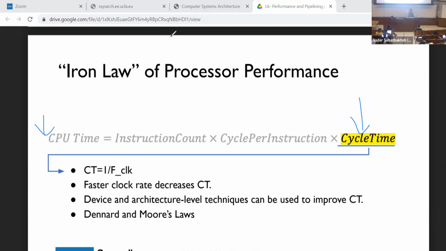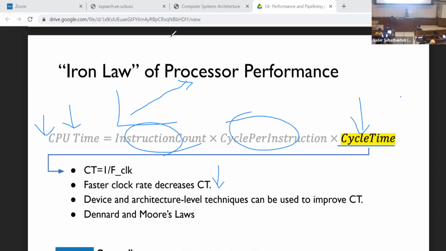And if you remember when we were talking about all these advances in devices and technologies, and I drew a plot for you showing that the clock is rising in a somewhat linear fashion, all these things mean that our CT is decreasing generation by generation, and that directly results in lower CPU time. So that's why we are getting this much performance in our systems. It's not just about instruction count and cycles per instruction, it's also about cycle time and the fact that we have better technologies and better transistors.